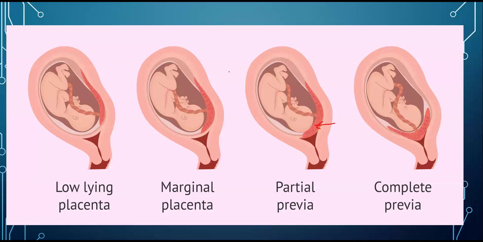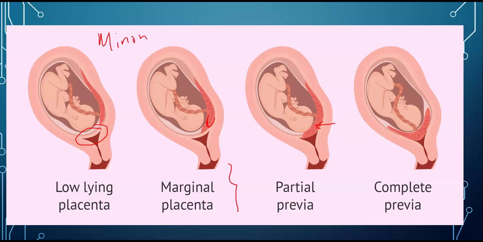There are 4 grades of placenta previa, grade 1 to 4. Grade 1 is low-lying placenta. So the placenta is just on the lower side, but it's not covering the os. Grade 2 is marginal, which is just a little bit. Marginal is actually up to this, so it's just at the edge of the os. These two, grade 1 and 2, are called minor placenta previa.